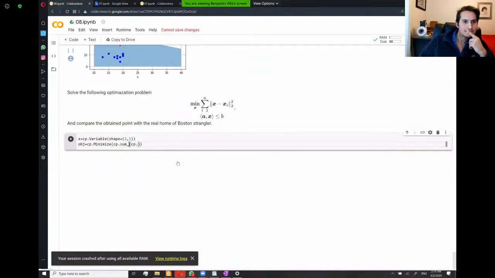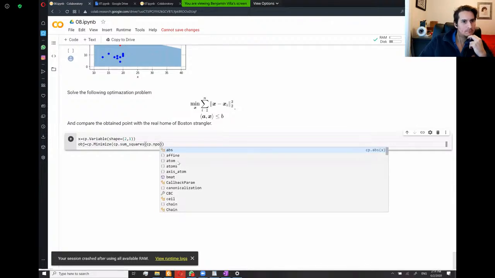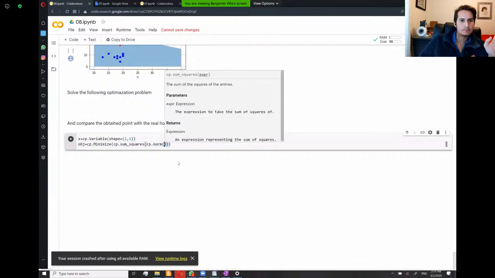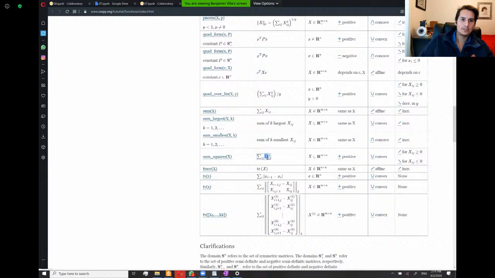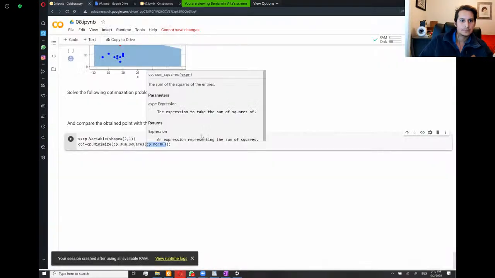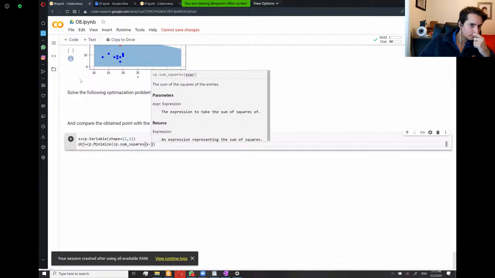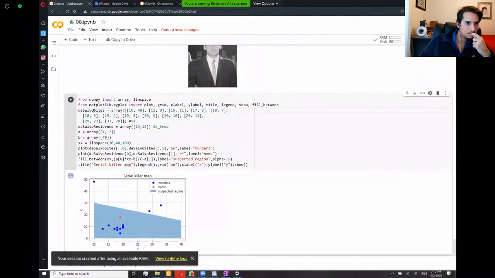Sum squares de la norma de las cosas. cp.norm. No, the sum of the squares already does everything. Sum square, just that. Yes, yes, because the norm is also a summation of squares. Toda la razón. Sum squares de x menos, ¿cómo se llama la variable? De salvo sites.